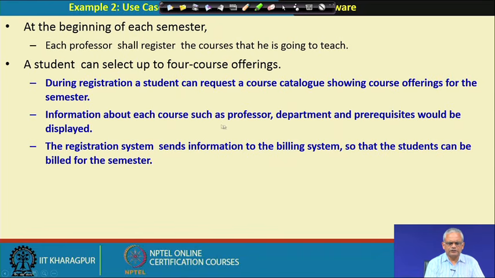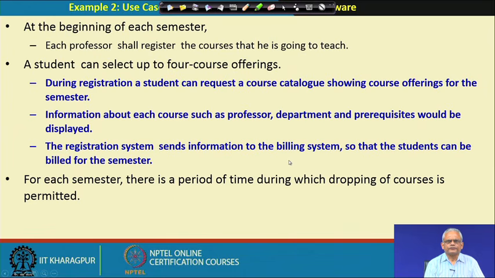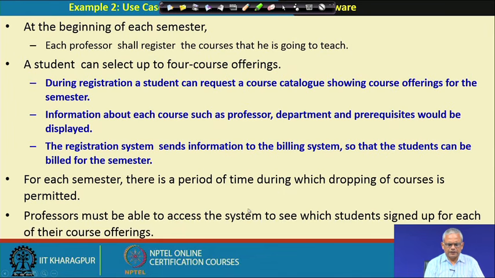Information about each course, professor, which department, and what the prerequisites are would be displayed as part of this catalog. The registration system sends information to the billing system once the student completes registration, so that the student can be billed for the semester based on which courses he is taking. For each semester, there is a time period during which dropping of courses is permitted, and the professor must be able to access the system to see which students have signed up for their course offerings.